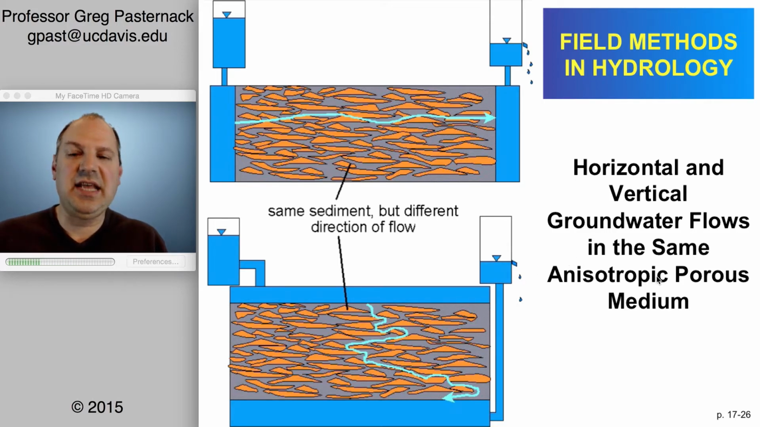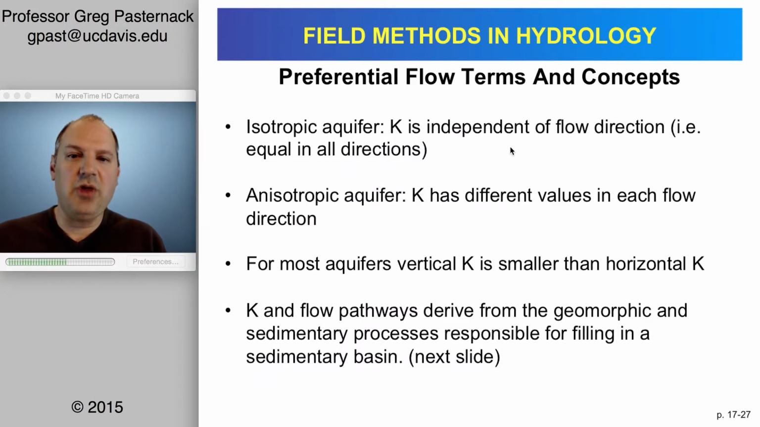Isotropic would mean it's the same in all directions. Anisotropic means that it's different. So there are some more terms to learn as far as groundwater hydrology. An isotropic aquifer is one in which the hydraulic conductivity is independent of flow direction. An anisotropic aquifer has different values in each flow direction, and that could be three-dimensional, not just two-dimensional.